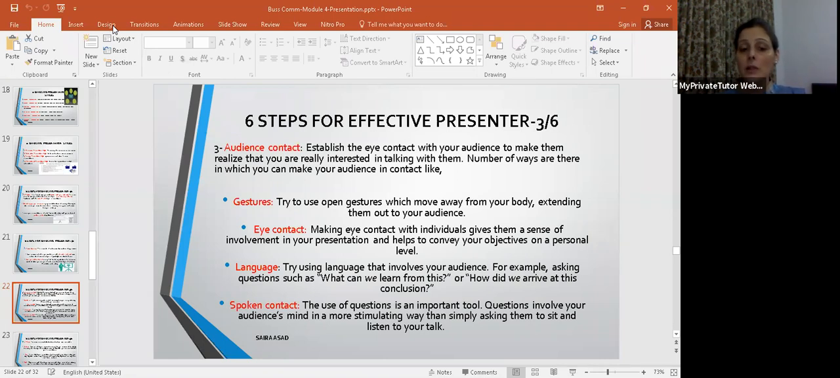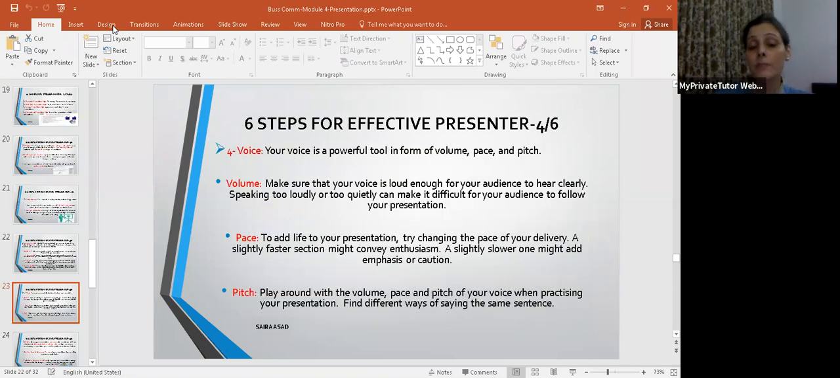Then spoken contact: by speaking also, you can have contact with your audience. There are different styles of contacting your audience. Then voice: in the voice, volume, pace, and pitch matter a lot. It's a powerful tool, and you should be very much aware that your voice is loud enough to reach your audience, and your pace should be understandable.